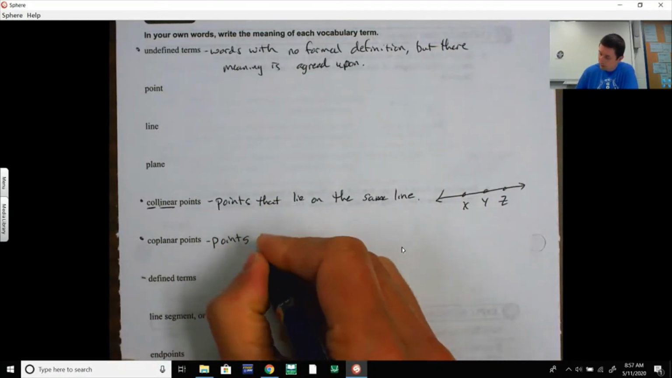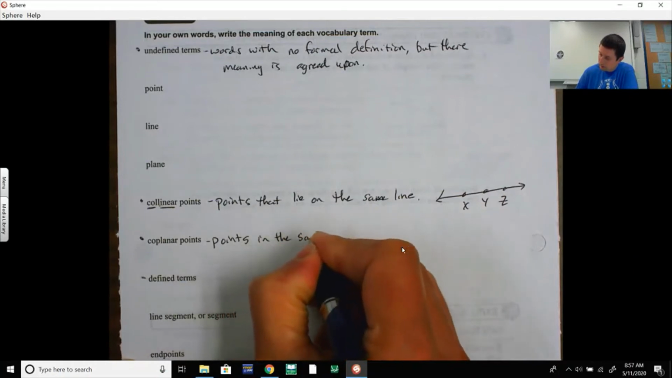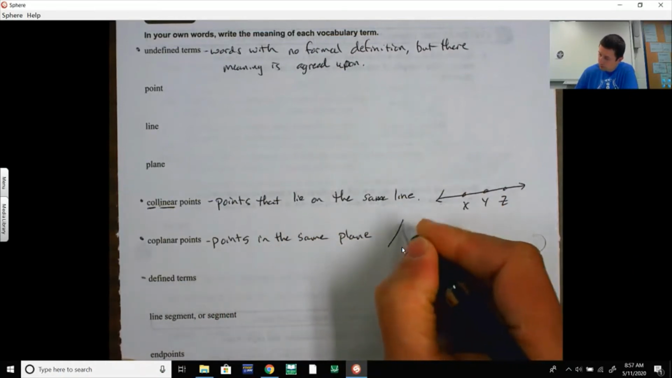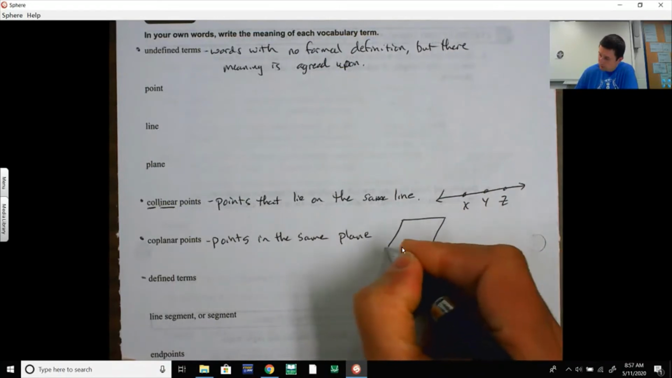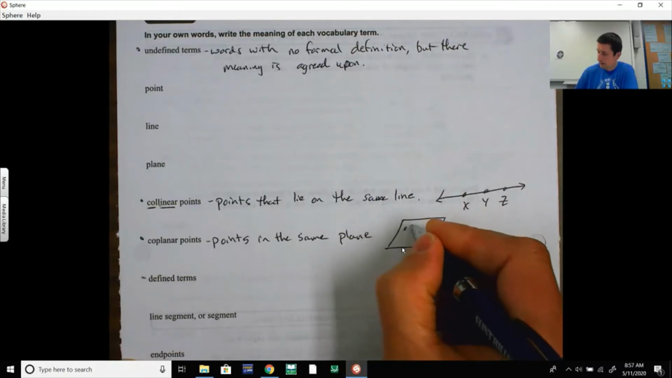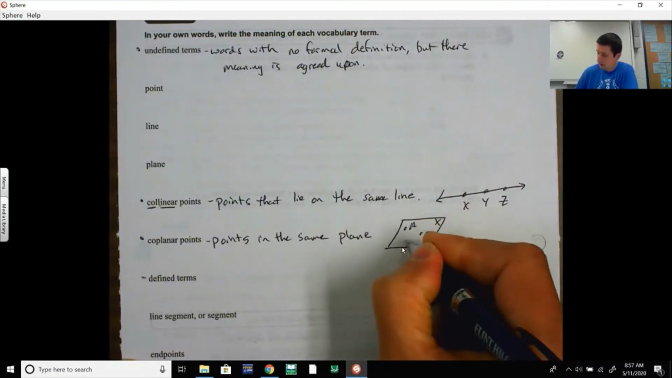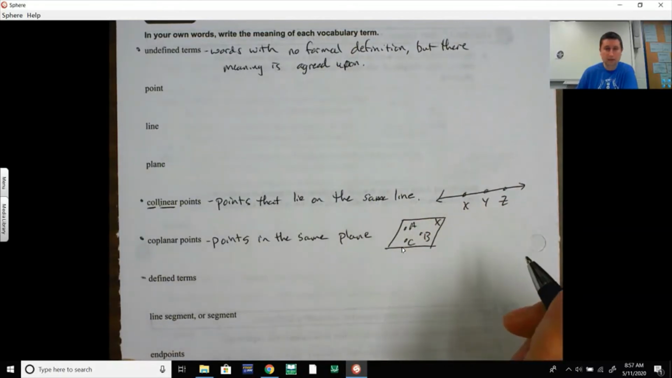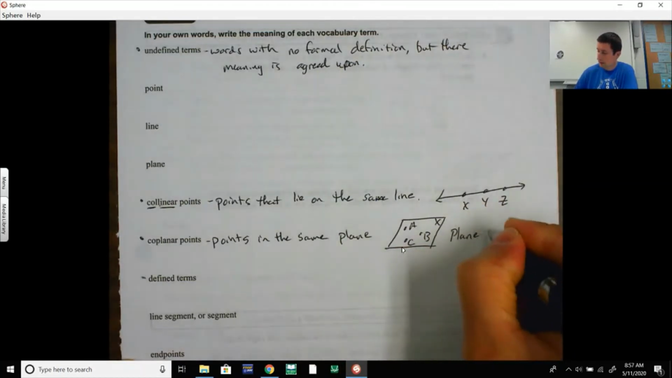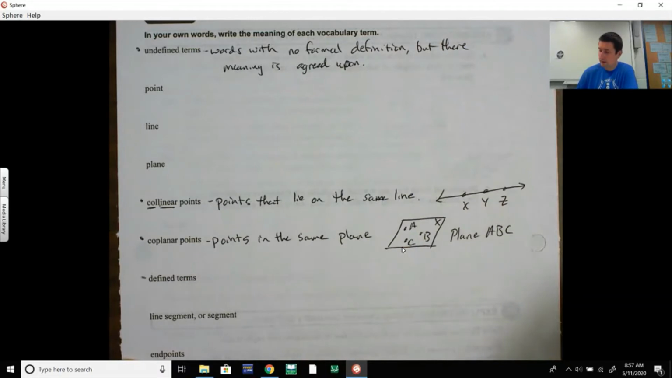Coplanar are points in the same plane. So you can draw a plane. A lot of times it looks like a parallelogram or something. We can call this plane X. And I could have A, B, and C. A, B, and C would be coplanar points. And I could also call this plane ABC.